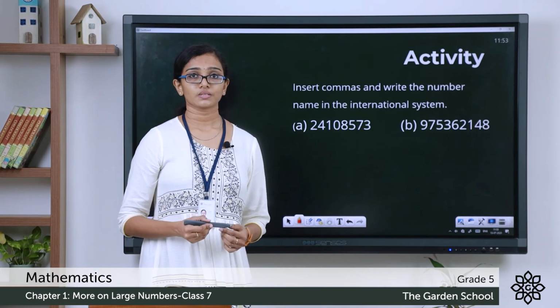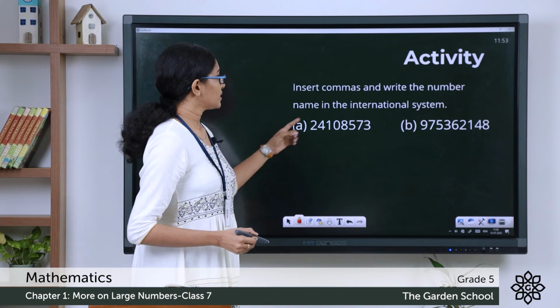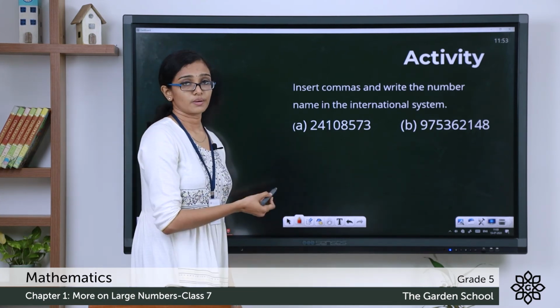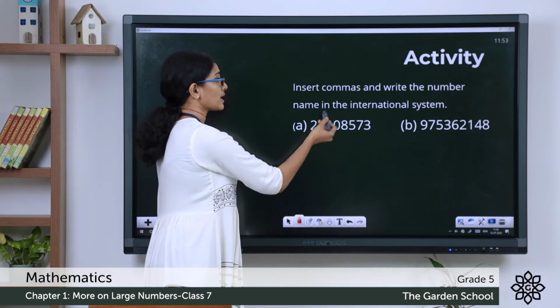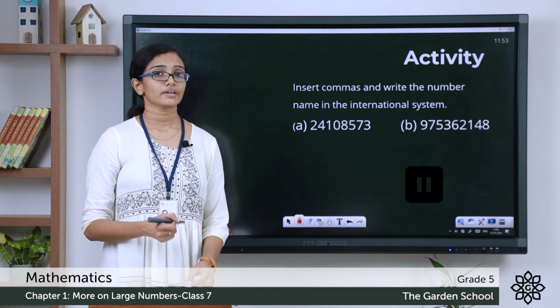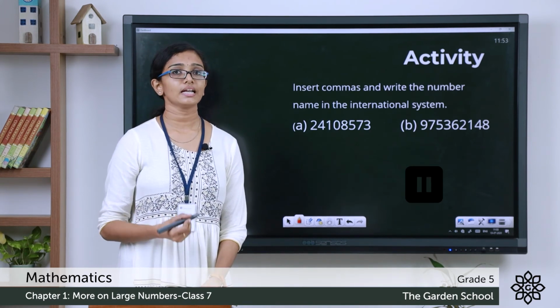Now we'll do an activity. Take your notebook. Please note down these two numbers. You have to insert commas in between to separate the periods and also write the number name corresponding to these two numbers. You can pause the video, finish the activity and come back.